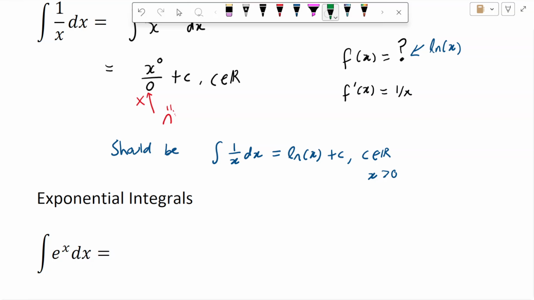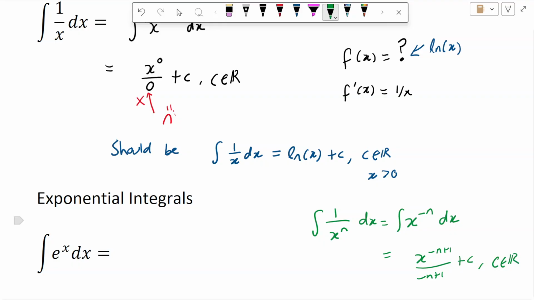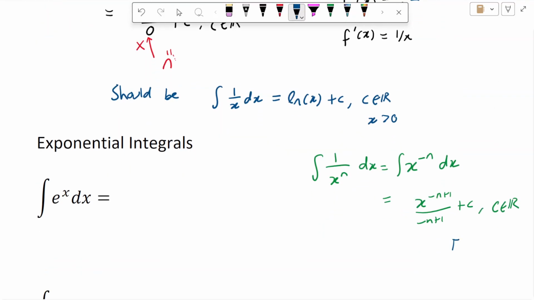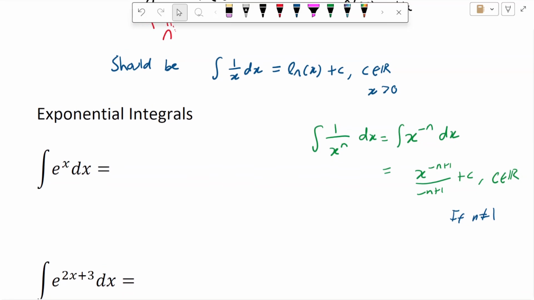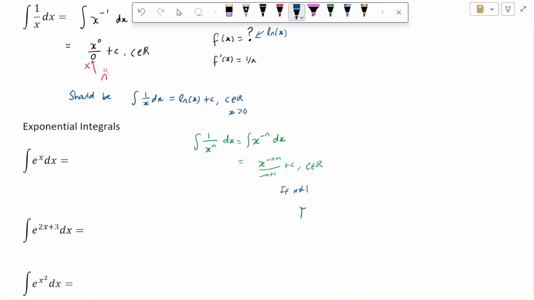Basically, as long as you have like integral of 1 over x to any power, generally what you can do is write this as x to the minus n, and then it just becomes x to the minus n plus 1 over minus n plus 1. So that rule almost always works, just as long as n's not 1. If n equals 1, you have to do this log thing. It's a bit of a weird case.